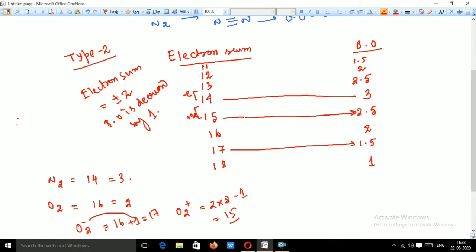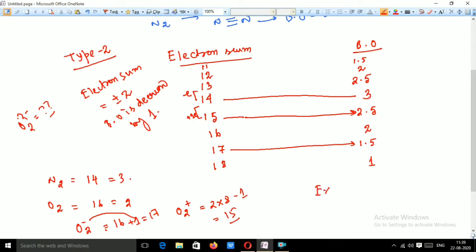Now, in case of O2 2 minus, find the bond order of O2 2 minus and write in the comment what the bond order of O2 2 minus is by this method. And please note, there is an exception.